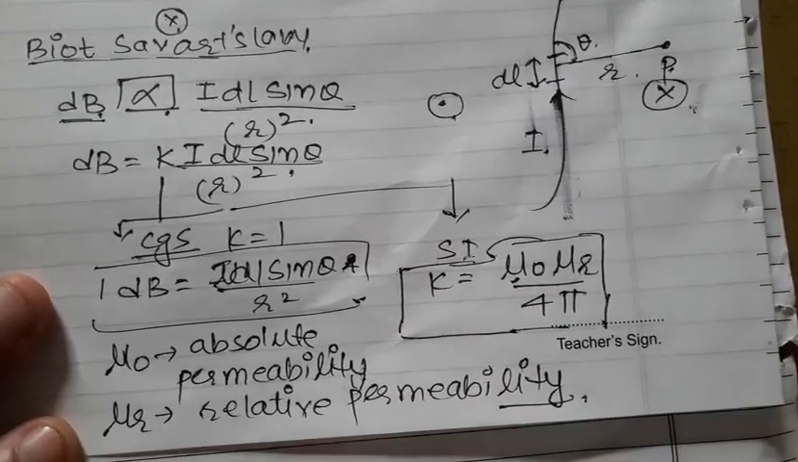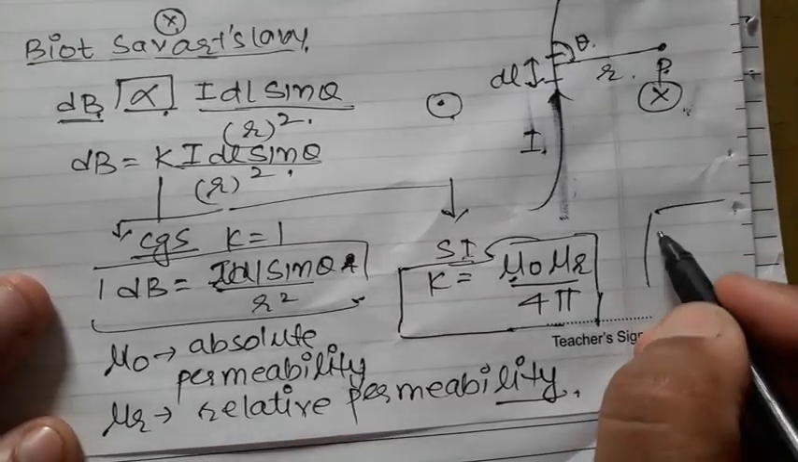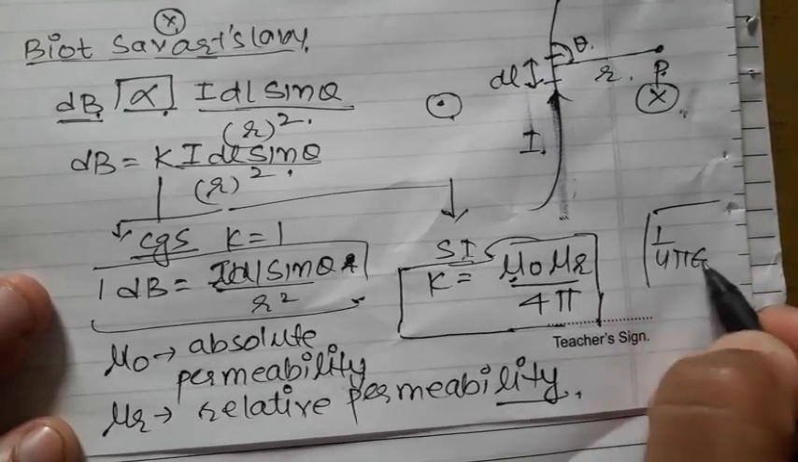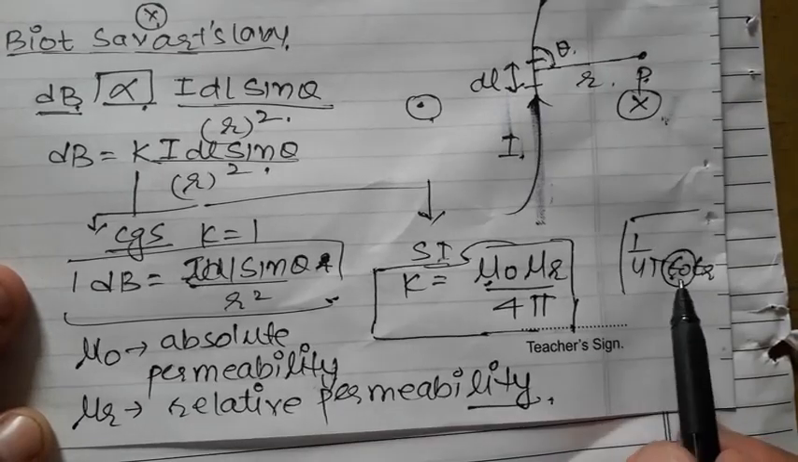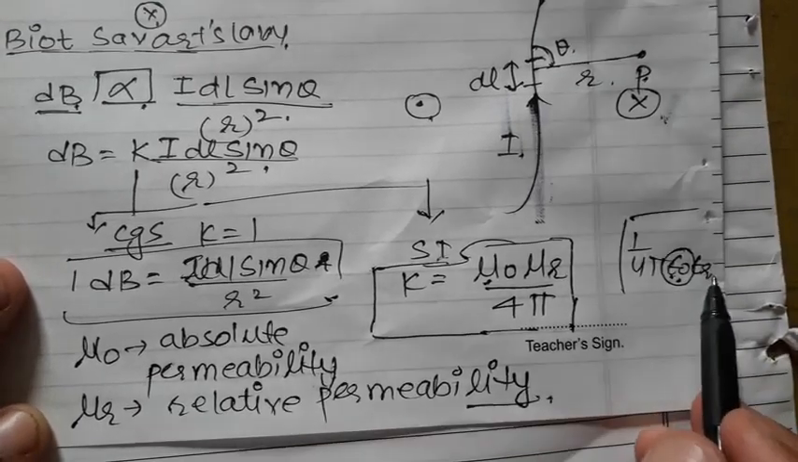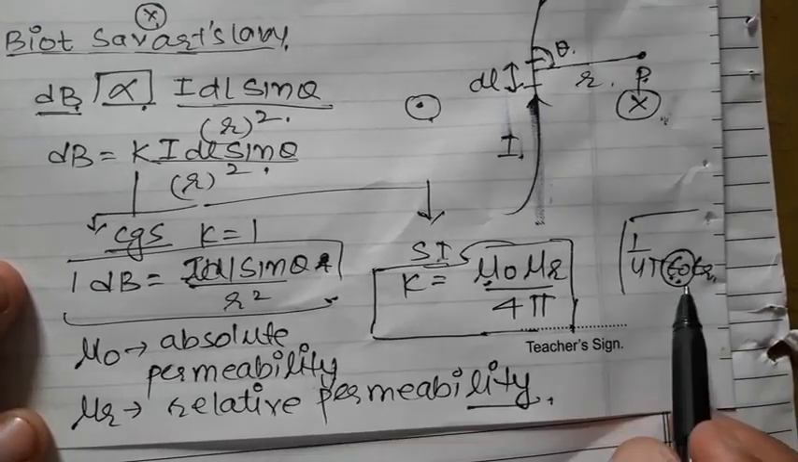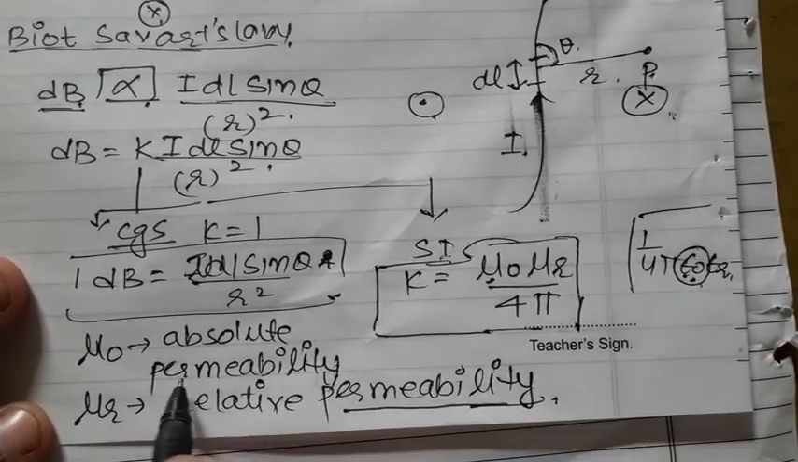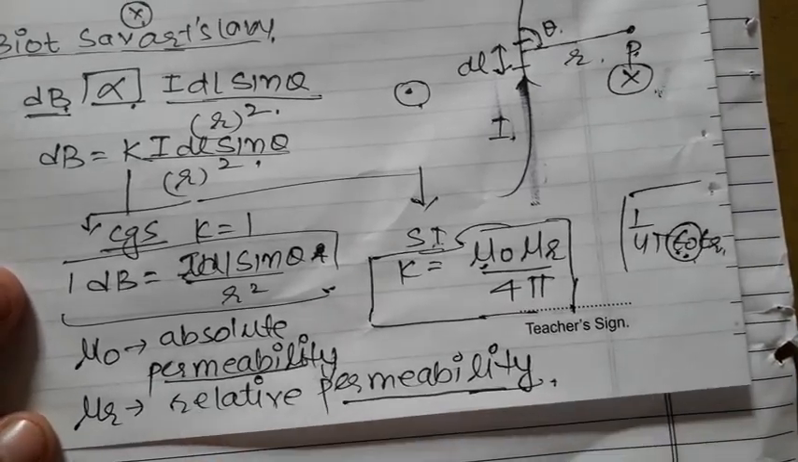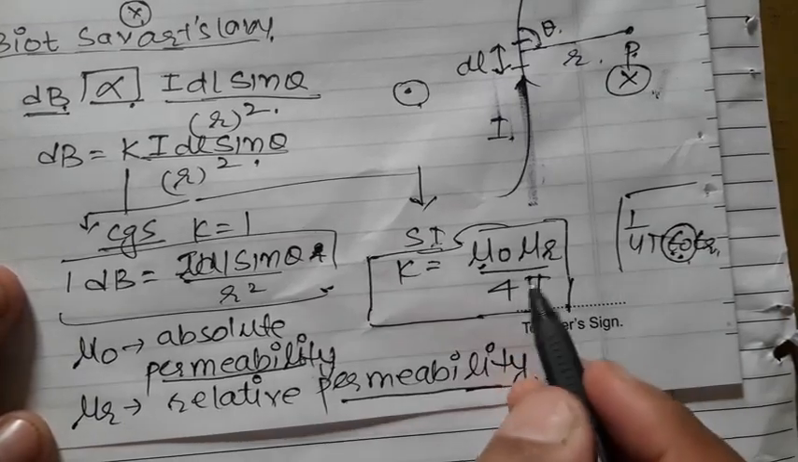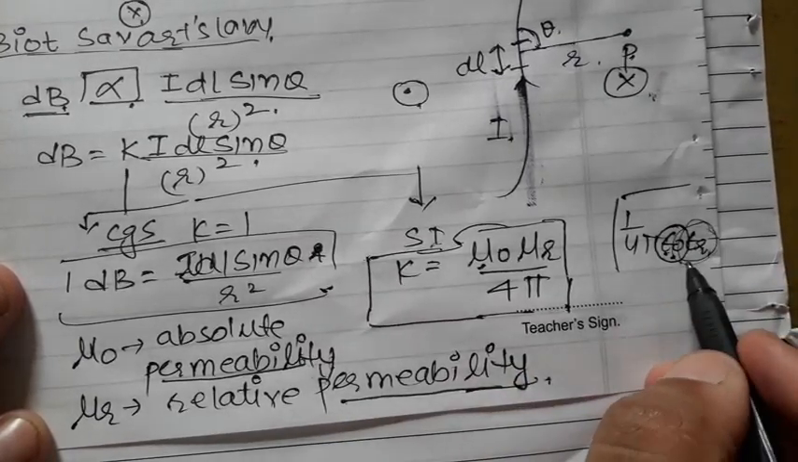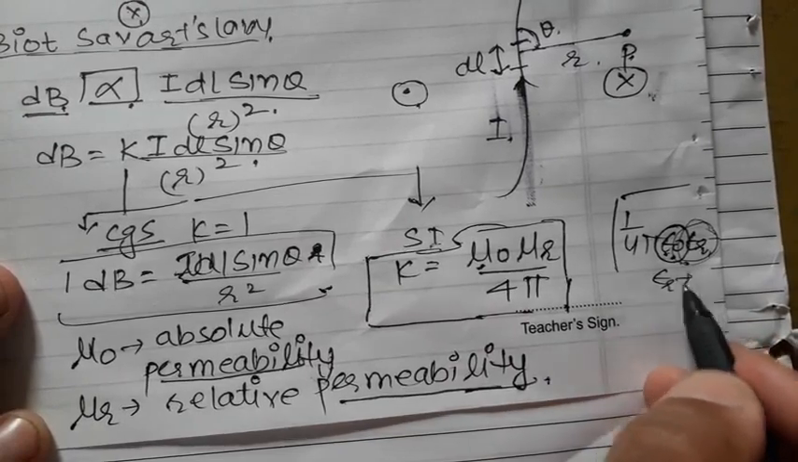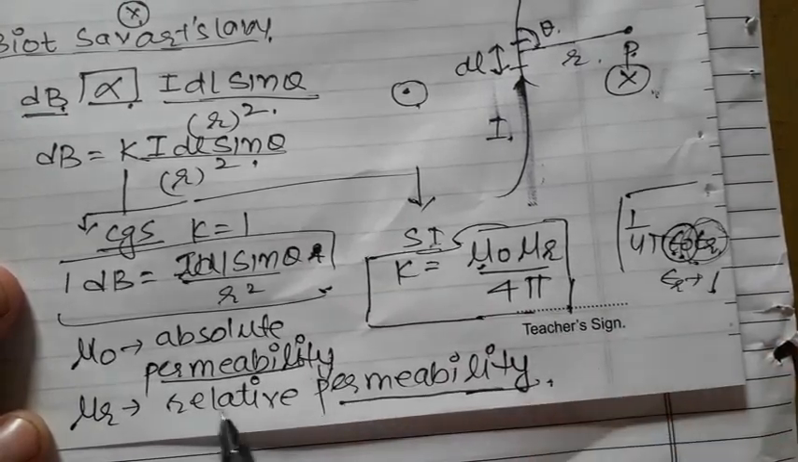Mu r is called relative. You know that in case of electrostatics, 1 by 4 pi epsilon naught. What was epsilon naught? It was absolute permittivity. What is epsilon r? Relative permittivity. Now instead of permittivity, there is the word permeability. Again, the value of epsilon r for air was 1. Similarly, the value of mu r for air will be 1.